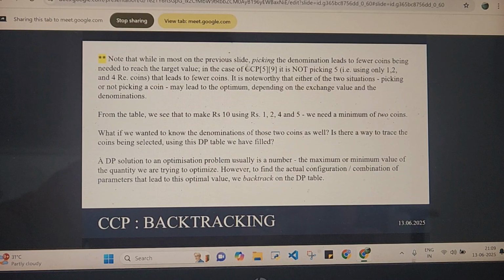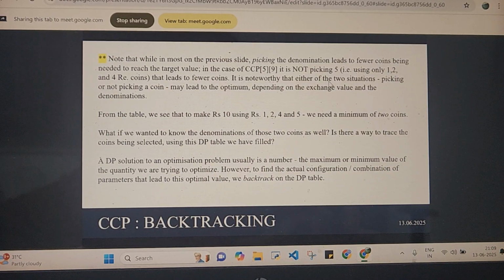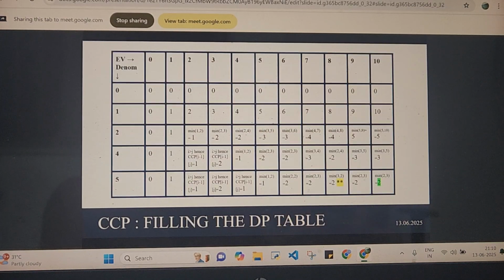So the point I need to drive home is that either of the two situations may be the case. If you pick it, you land up with fewer coins. If you don't pick it, you land up with fewer coins. Either of it can be. There is no such rule that it is always picking the coin which leads me to fewer number of coins required. It depends on the denominations, on your exchange value and so on. So that is one point.